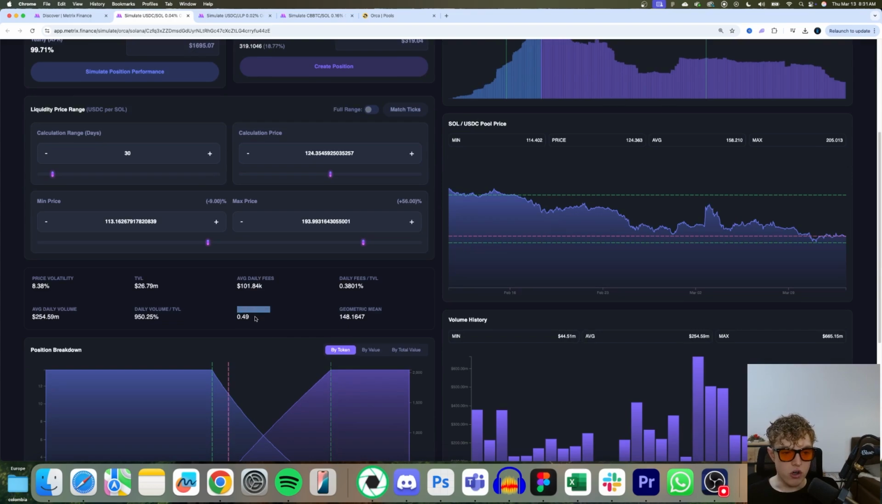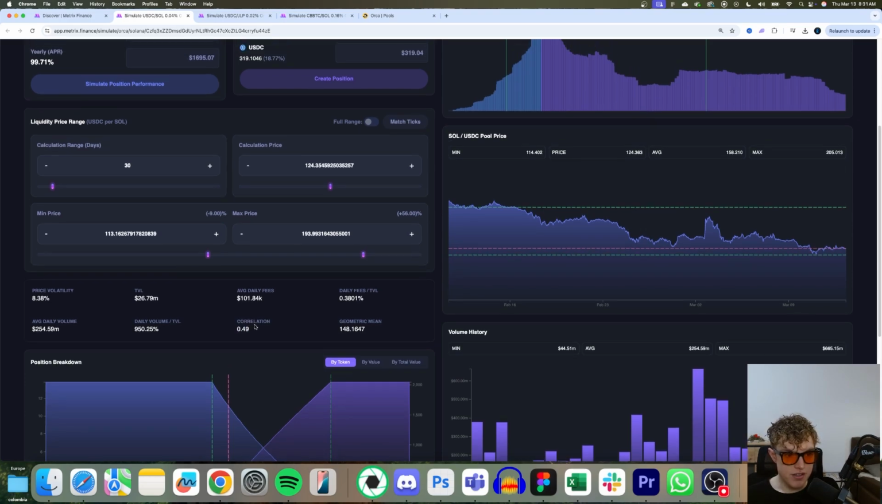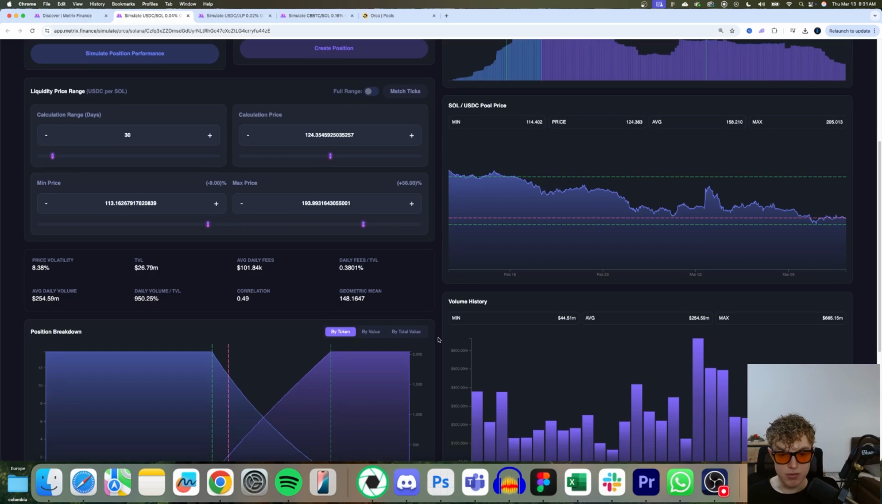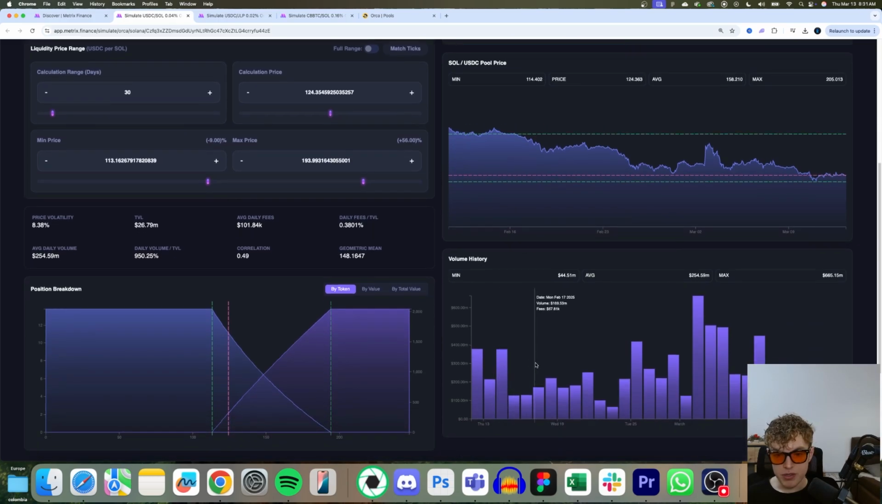Obviously, the correlation of these assets is very low, since USDC is a stable coin and Solana is not supposed to move. Scrolling down, we have volume history. A lot more fees are being paid out per day in this position than the other ones. So I honestly will probably end up entering this position again.